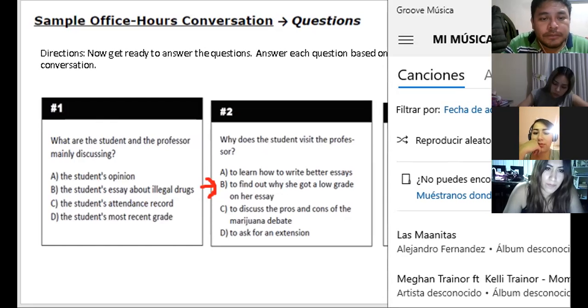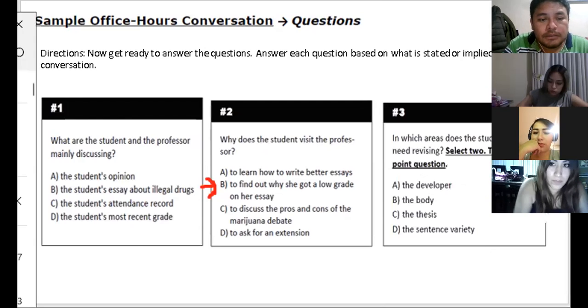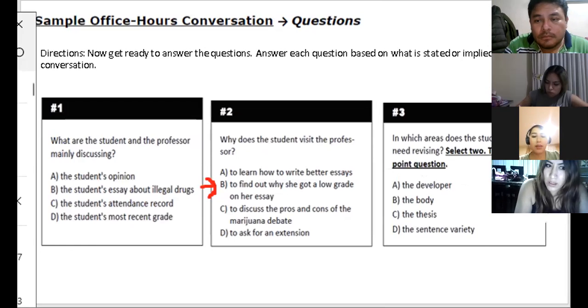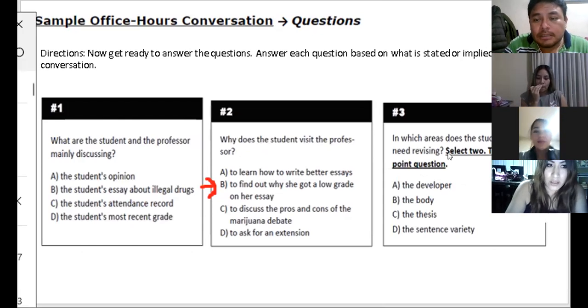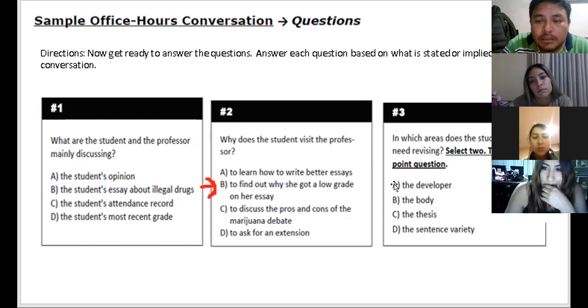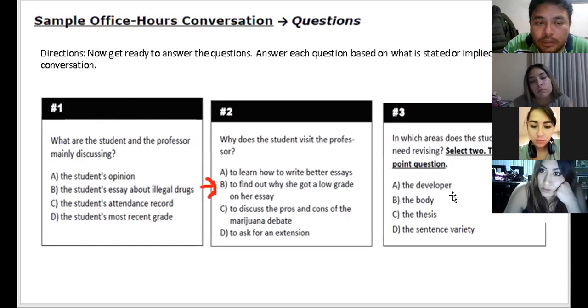And question number 3 says, In which areas does the student's essay need revising? Select 2. This is a 1-point question. In this, you need to select 2 options. This is a 1-point question. You have the choices: the development, the body, the thesis, or the sentence variety.